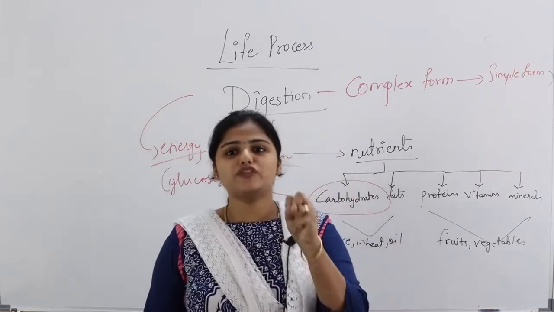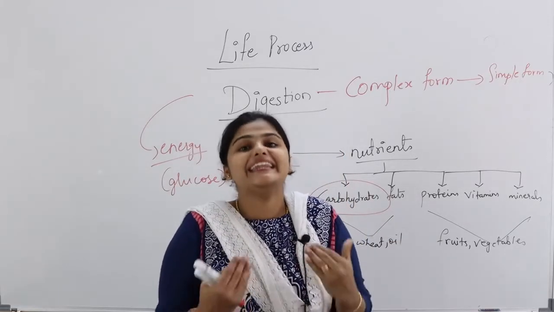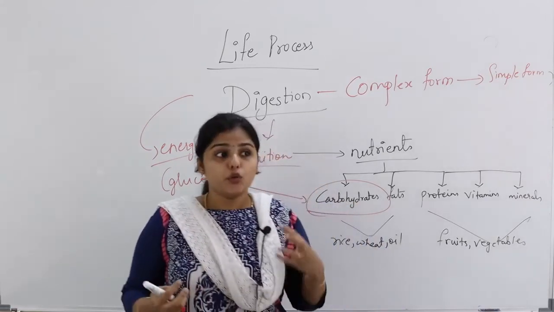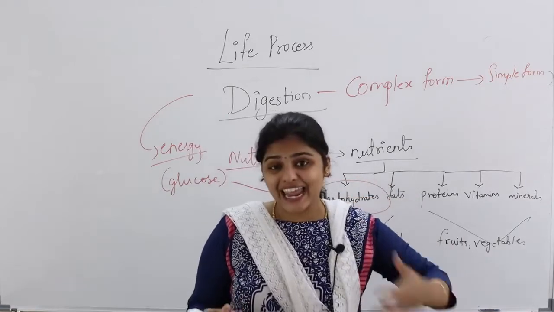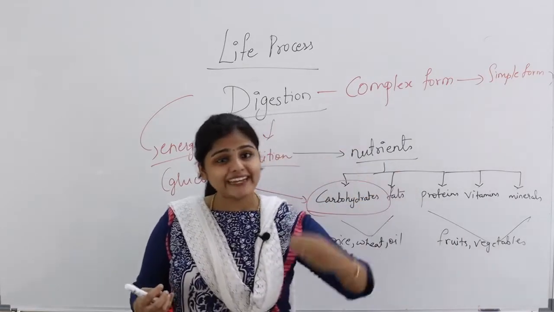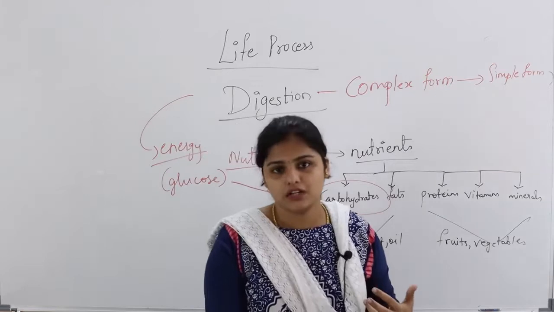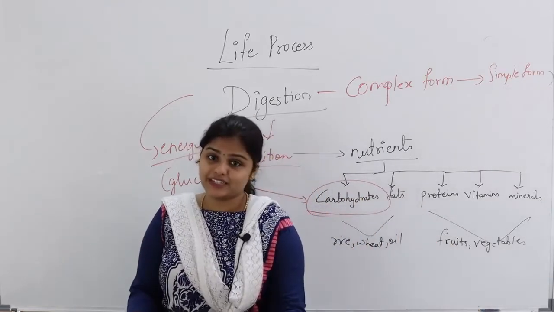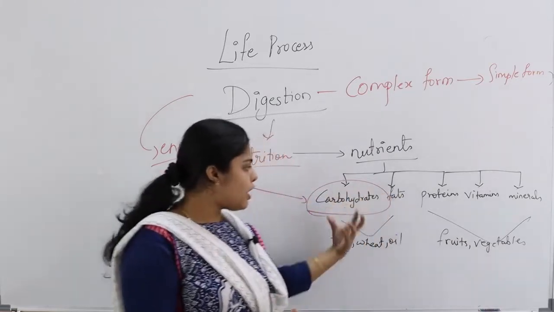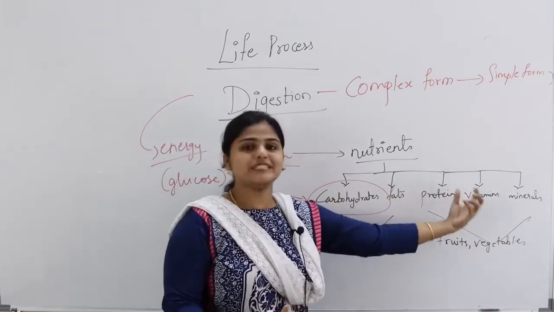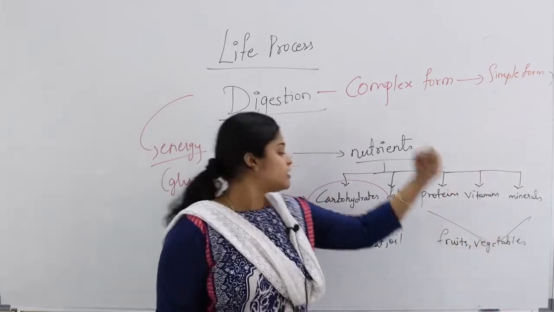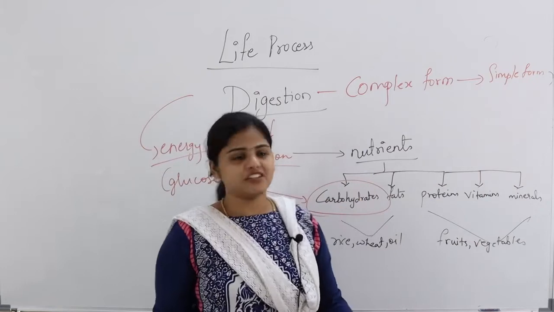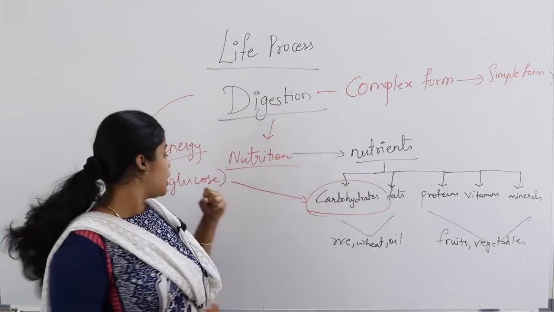For nutrition or for digestion, we need energy, because they are the form which gives energy to the body. If you get energy, you can do the work. But when I talk about nutrition, I should get different kinds of nutrients. So I gave the example: carbohydrates, fats, proteins, vitamins, minerals. So when I talk about them, the first important thing, from where I am going to get the energy, that is from glucose.